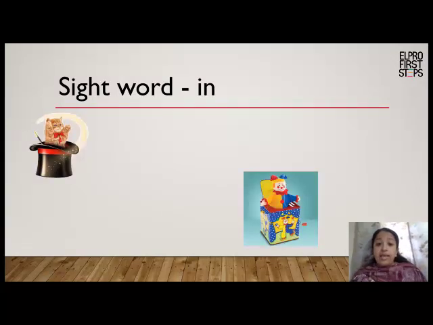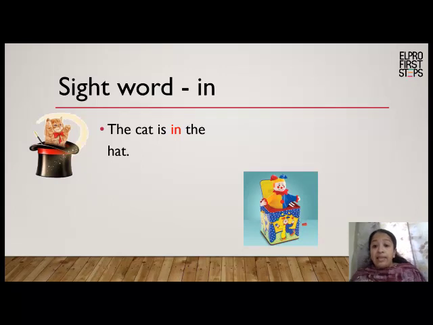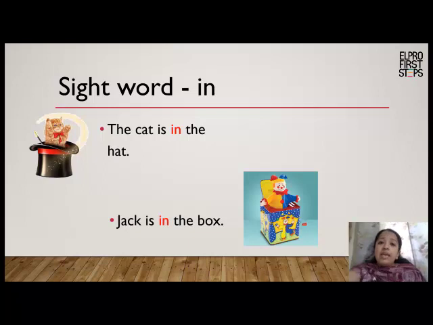The next word is in. Now, in says that something is inside some other thing. Now, see the first picture. The cat is inside the hat. So, we say that the cat is in the hat. And the next picture is of our favorite toy, Jack in the box. So, Jack is in the box. Now, the word in shows that the object or the thing is inside something else.